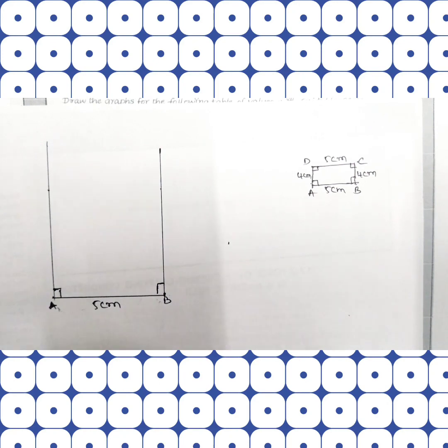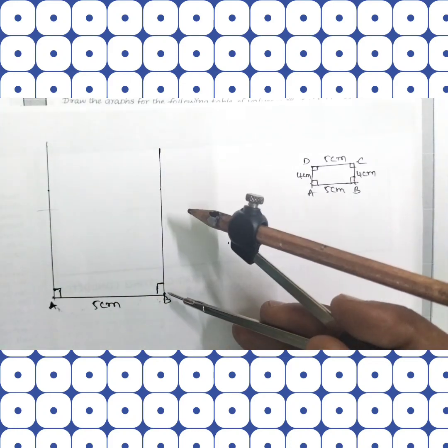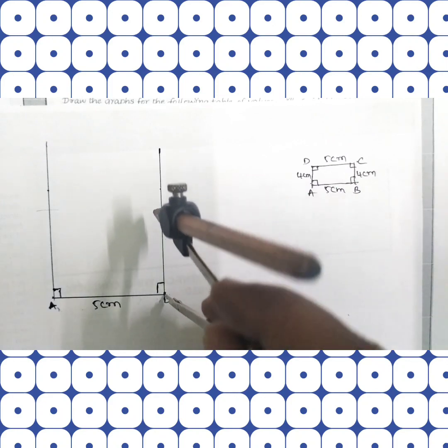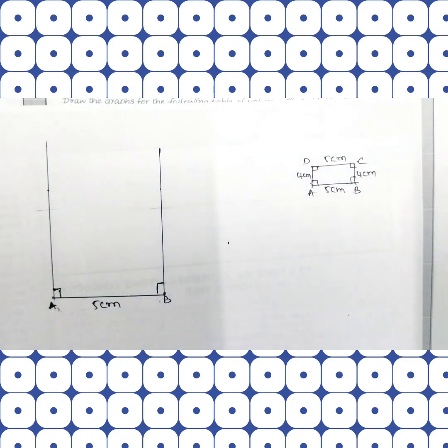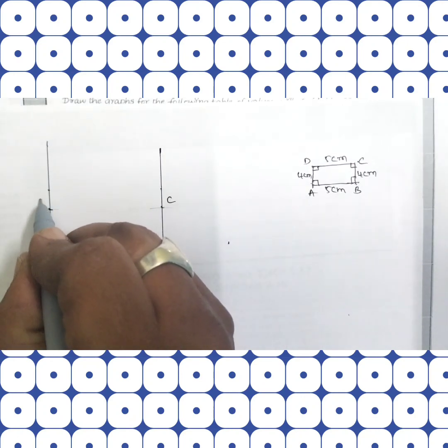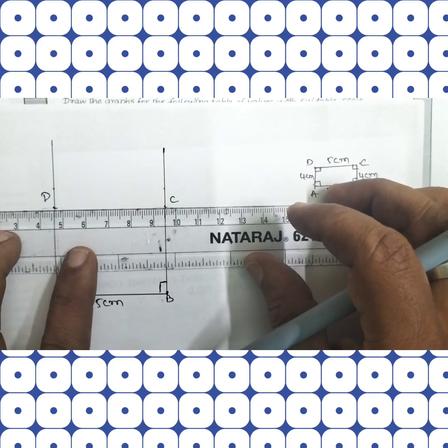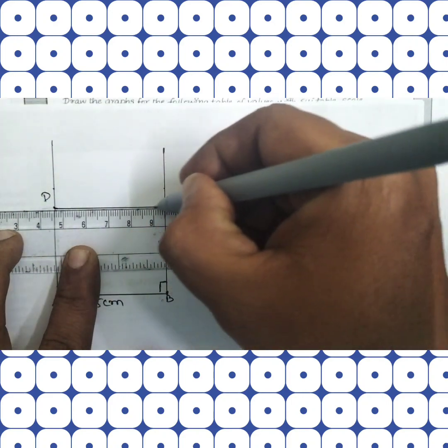So 4 centimeter measure ಮಾಡಿ, keep the compass needle at A and you cut this line, and again with the same measurement keep the compass needle at B and you cut that line. So ಎರಡು ಲೈನು ಕಟ್ ಆಗುತ್ತಲ್ಲ, ಆ ಪಾಯಿಂಟ್ ಒಂದನ್ನು one point you call it as C, another point you call it as D. Now you join C and D. C ಮತ್ತೆ D ನ join ಮಾಡ್ಕೊ.